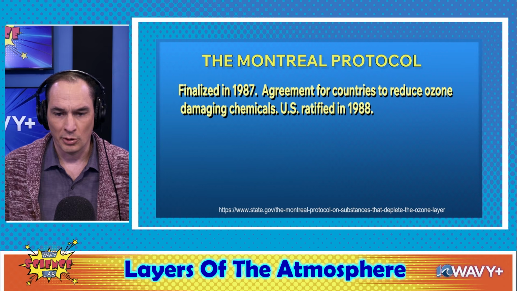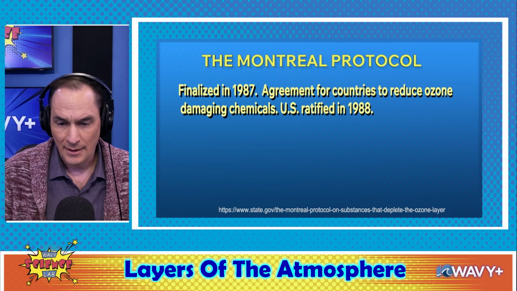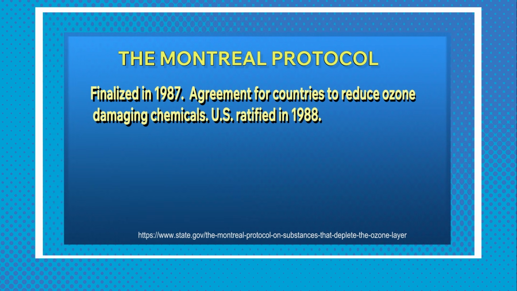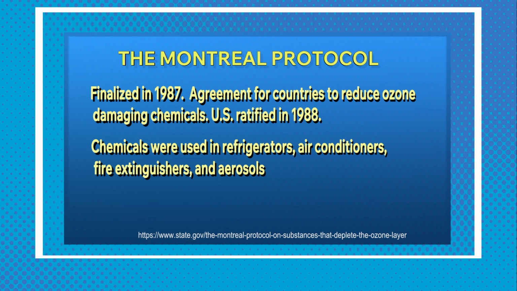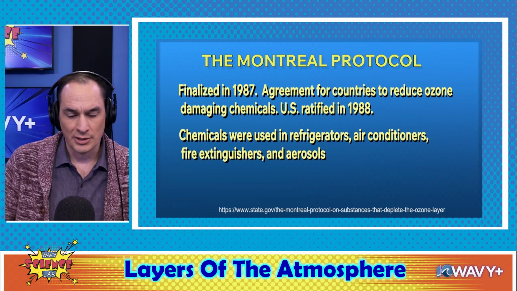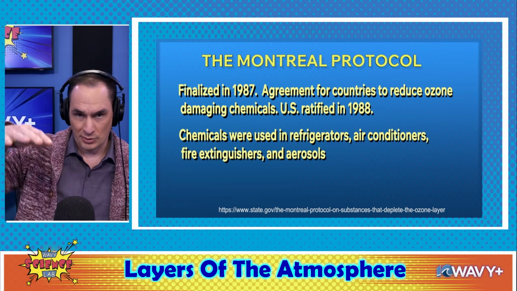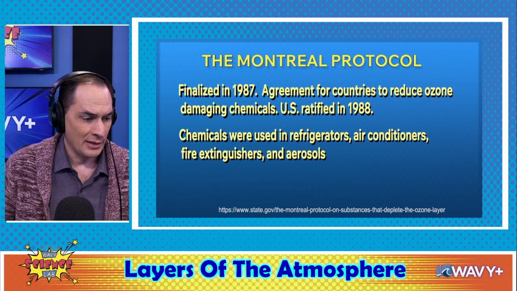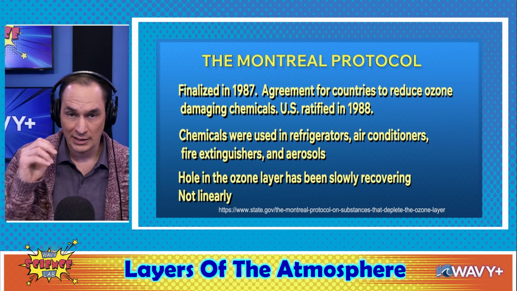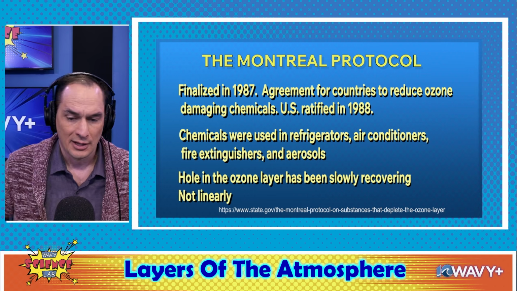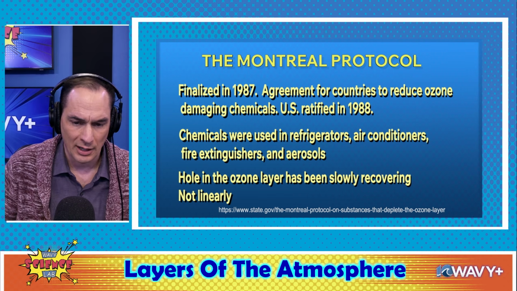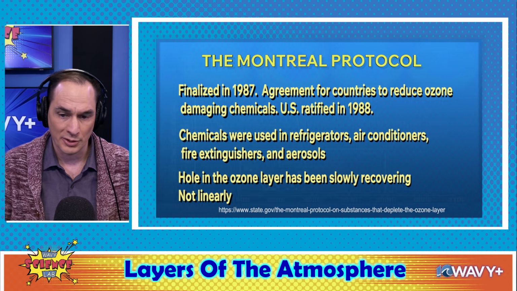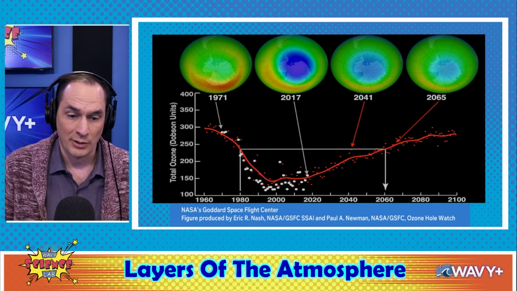Now, the Montreal Protocol was finalized in 1987, and this was an agreement for countries to reduce ozone damaging chemicals. It was ratified by the U.S. in 1988, and chemicals were used in refrigerators, air conditioners, fire extinguishers, aerosols. And so, it took a long time for those pollutants to get up there, but once they did, they lasted for a very long time. And they could actually measure this stuff in the atmosphere. They could go up with a plane and measure, and they had. So they found that there was a hole in the ozone layer, but because of the Montreal Protocol, it's been getting better, but it hasn't gotten fixed right away.